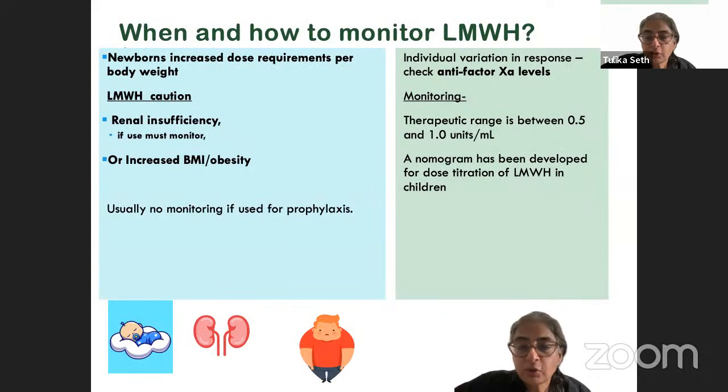Usually we don't need to monitor low molecular weight heparin, but there are several scenarios where we might want to monitor, and that is if the patient has renal dysfunction, if the patient is obese, and in the newborn period. And if you do need to do that, there is a specific anti-Xa assay that can be done, and you want to keep the therapeutic range between 0.5 to 1 units per ml.